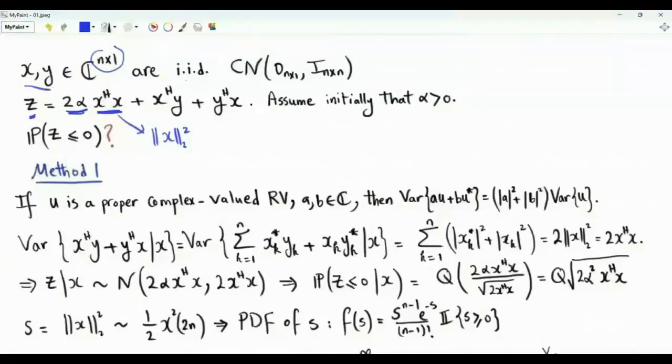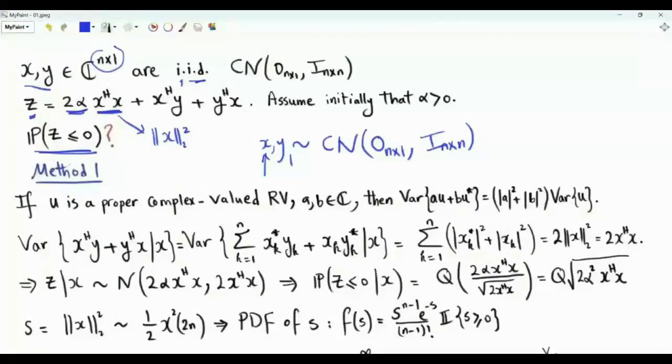They are random vectors that are independent and identically distributed. Specifically, X and Y, each one of them is circularly symmetric, complex valued Gaussian. The mean vector is the all zero vector in the n-dimensional space, and the covariance matrix is identity. This means that each component in X or Y is zero mean and has a variance of unity. Moreover, the components of vector X are independent of each other, the components of vector Y are independent of each other, and any random variable in X is independent of any random variable in the random vector Y.